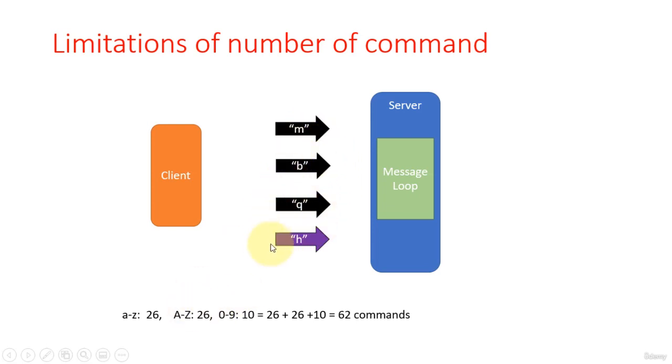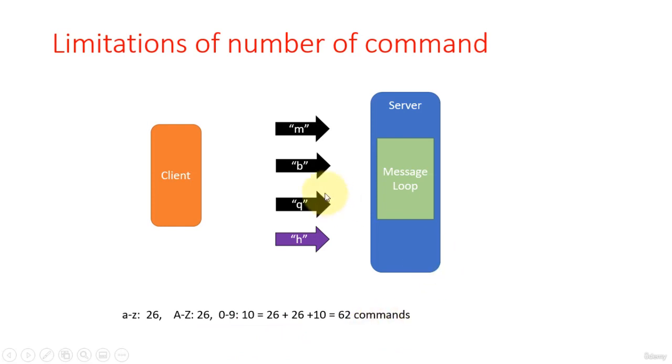The limit to these types of characters that can be used is 62 only. How do we get 62? Lowercase a to lowercase z is 26. Uppercase A to uppercase Z is 26. The characters 0 to 9 is 10. So we get 26 plus 26 plus 10. That gives us 62 commands.